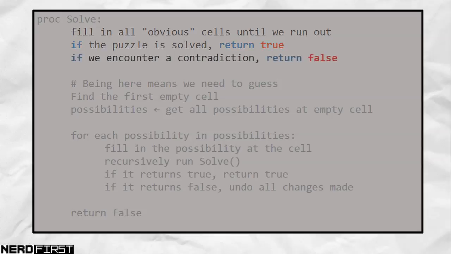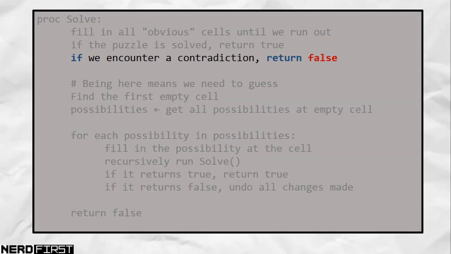Of course, it is entirely possible for us to encounter a contradiction. Generally, this will only happen after we perform some recursive call, after we have made some guess. If we encounter a contradiction, we return false, because we don't want to do any more work. Something is definitely already wrong.